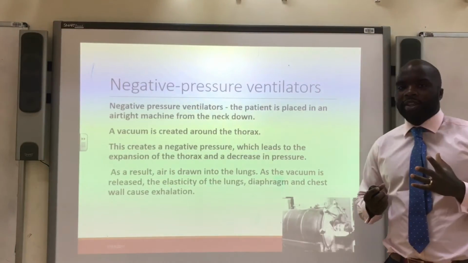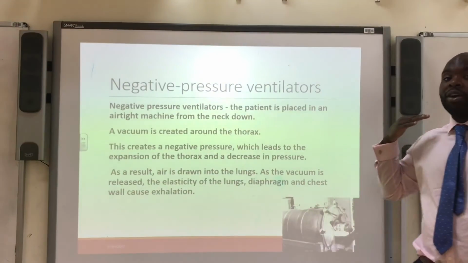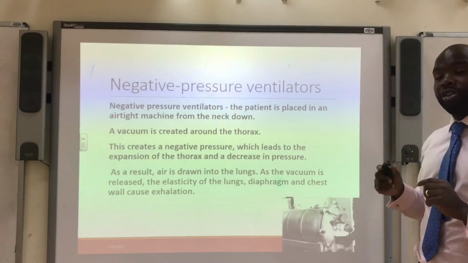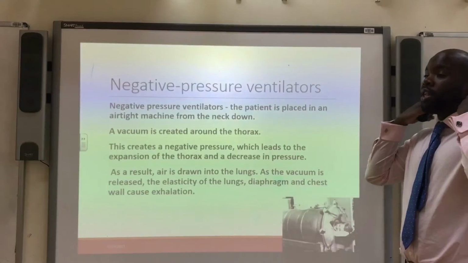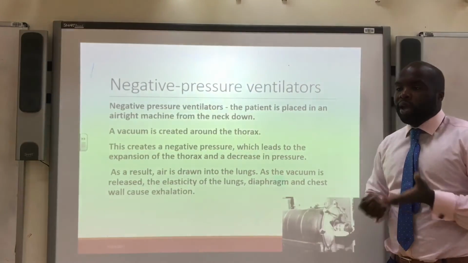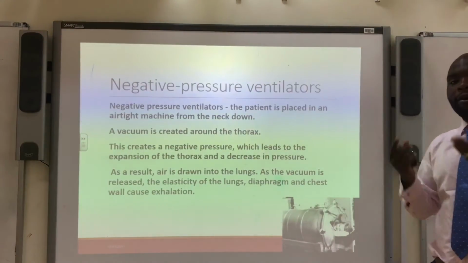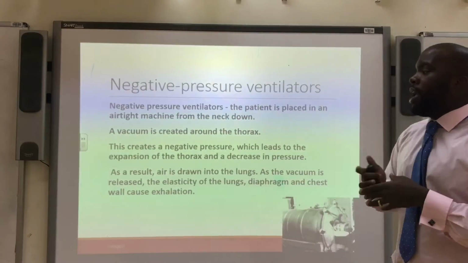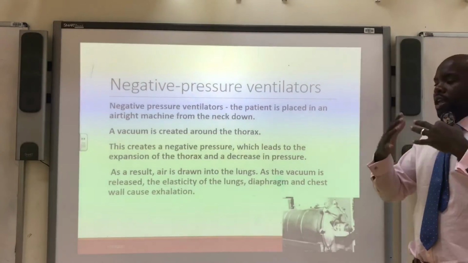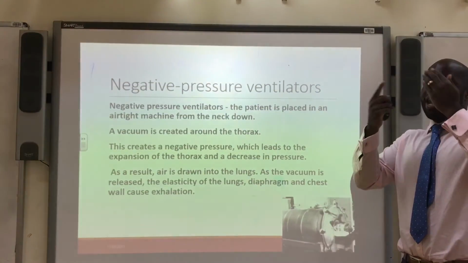Now, with our negative pressure ventilators, the patient is placed in an airtight machine from the neck down. Okay, so the patient, as you can see in this small video, you can Google negative pressure ventilators. The patient is encased in a large metal casing, okay, and that metal casing causes a vacuum to be created around the thorax. Now, because there's a vacuum created around the thorax, it leads to the expansion of the thorax because there's a decrease in pressure, all right? Now, what that results in is air to be drawn into the lungs.